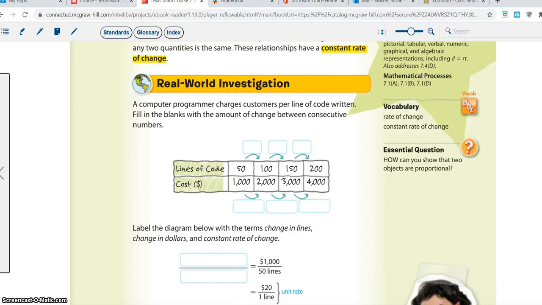So our job is to fill in the blanks with how the amounts change between consecutive numbers. So basically we have to figure out 50 to 100, so it gets bigger. So 50 plus what is 100? If you don't know that, you would do 100 take away 50. So I'm going to switch over here to my paper, which is going to be kind of hard to read, so I'm sorry, but just know that this is 50, 100, 150, and 200.